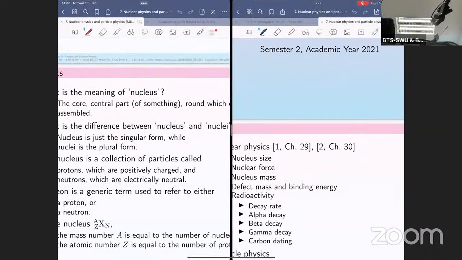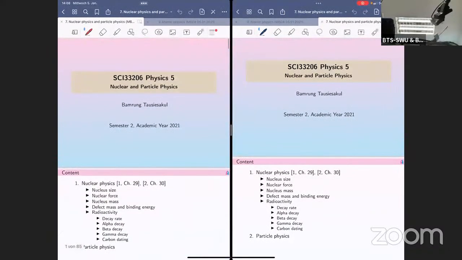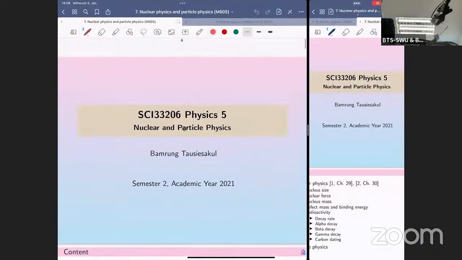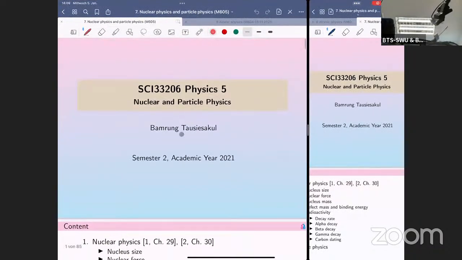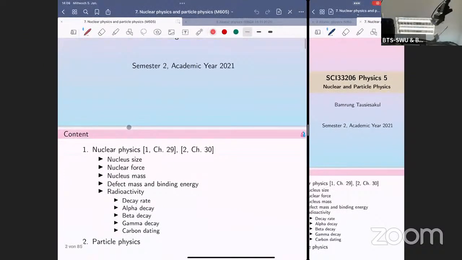Okay, it's time for M605, 605 right now. So you understand, we will start our new chapter, which is chapter number 7. It's something about nuclear and particle physics. Yes, let's get into the detail.